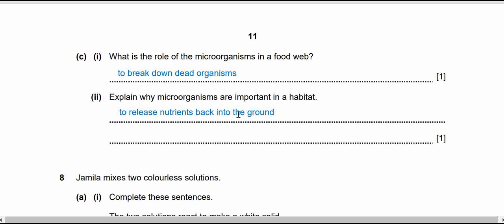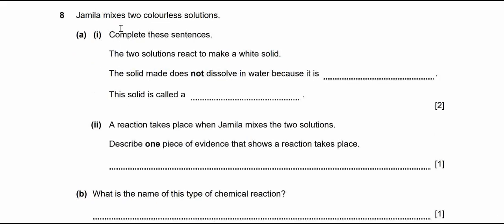Next, we move on to question 8. Question 8 says, Jamila mixes two colorless solutions. 8A, part 1, complete these sentences. The two solutions react to make a white solid. The solid made does not dissolve in water because it is blank. The solid is called a blank. You're given 10 seconds to fill in 8A part 1.